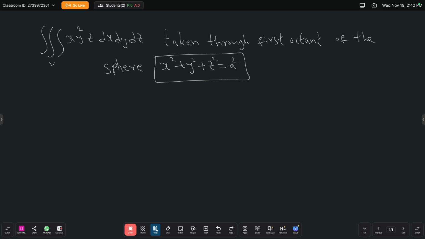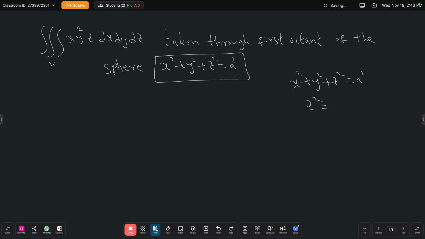Okay. So coming to the sphere, in the first octant, x is positive, y is positive, and z is also positive. So in the first octant, x values in general vary from 0 to infinity, and y from 0 to infinity, and z also from 0 to infinity. But we need the volume up to the sphere only.